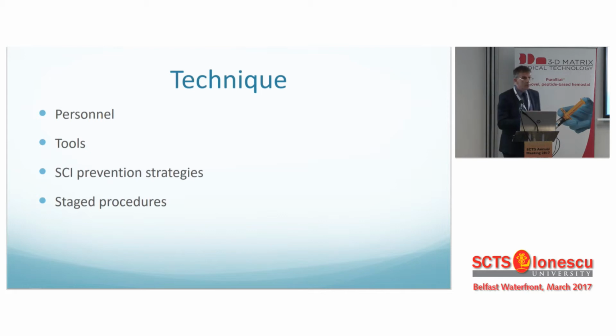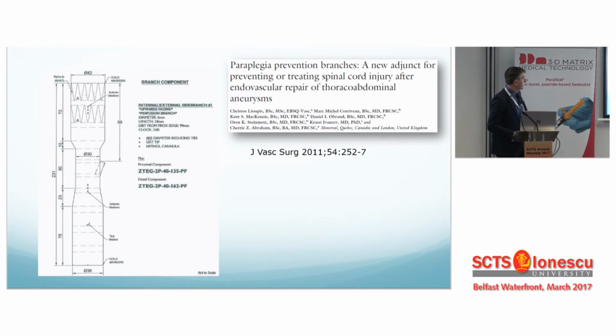We've got a lot more tools to do this. The catheters and wires and steerable sheaths now facilitate intervention. And we've talked about strategies for preventing spinal cord ischemia, and we've also talked about stage procedures. One option for stage procedure, which we've used and others have used, is the paraplegia prevention branch. The upward pointing branch in the primary component, which is left open for a number of weeks and then closed secondarily.